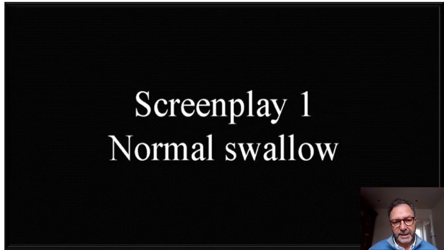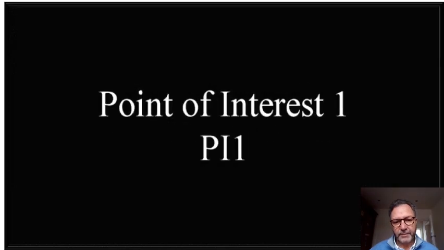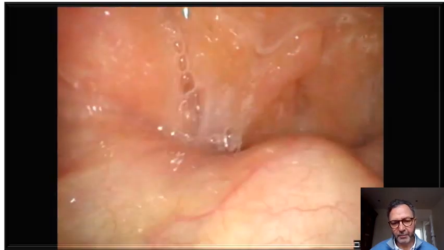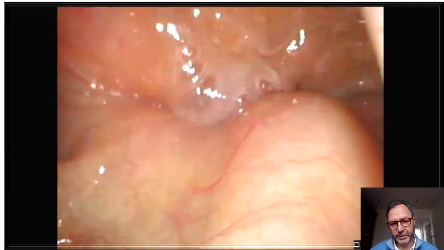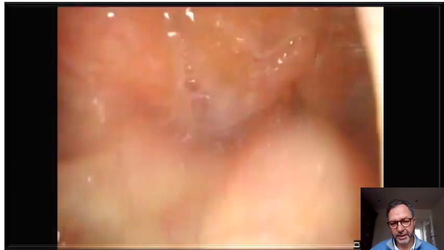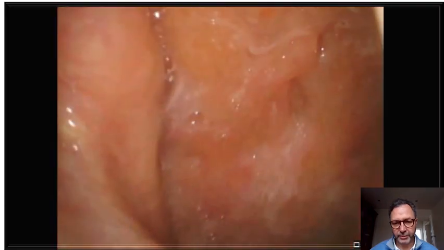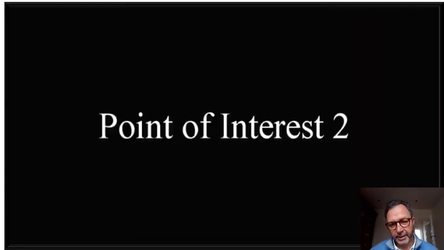So here we will see some examples of normal swallow, exactly what I said. This is point of interest number 1. So you will be in the rhinopharynx here, and you will see a completely mobile soft palate, which is occluding completely the rhinopharynx, allowing to create a good bolus propulsion and a good bolus pressure in the oropharynx.